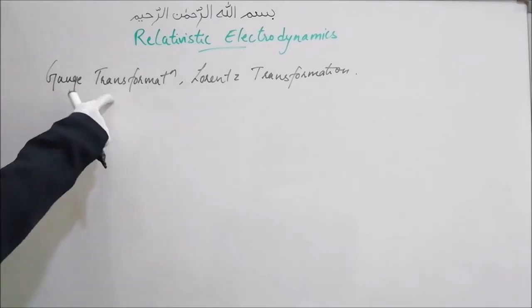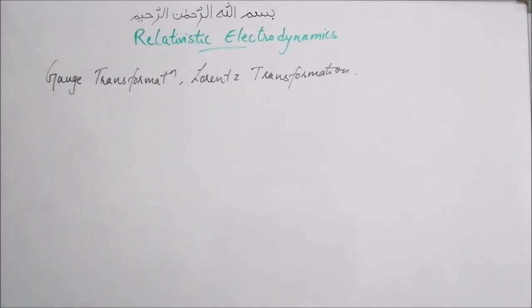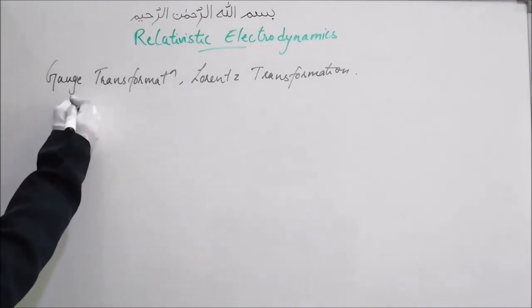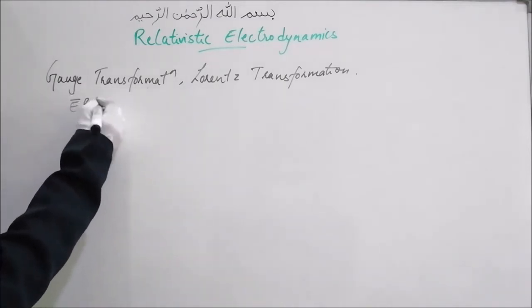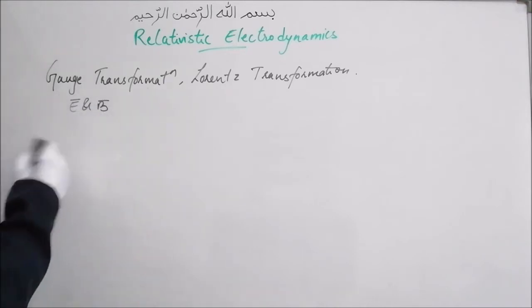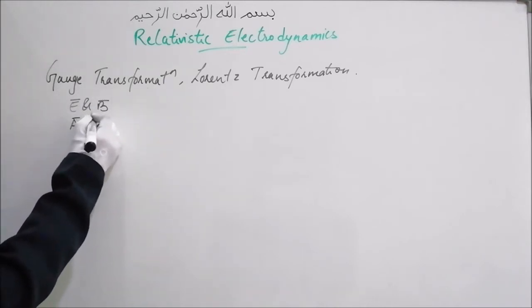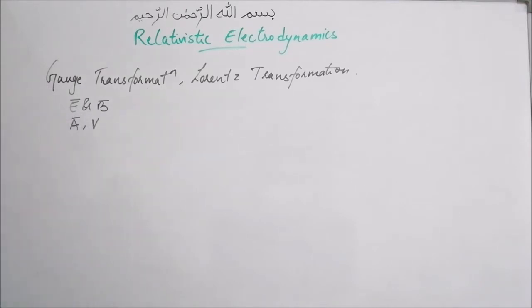We have already seen gauge transformation. What is gauge transformation? It is the transformation in which the electric fields and the magnetic fields do not change when we change the vector and the scalar potential. This we saw in the potential formulation.